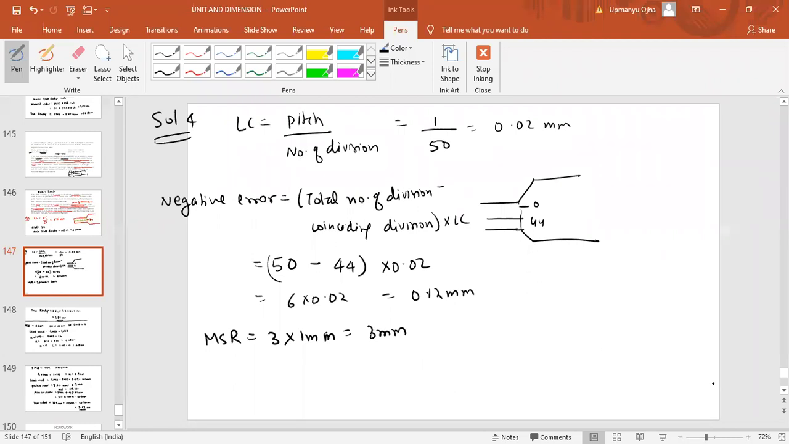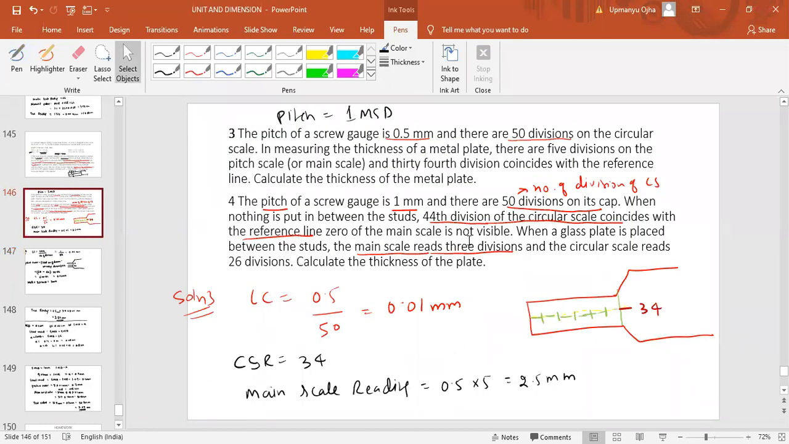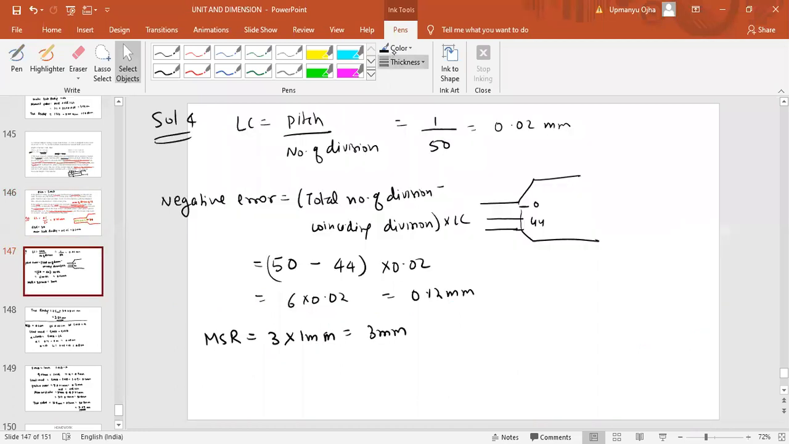So in screw gauge, the main scale reading is what? Number of divisions into pitch will give you the main scale reading. And the circular scale reads 26 divisions. So circular scale is reading how much? 26 divisions. So we can say circular scale reading will be equal to 26 into least count. Least count is how much? 0.02. So what are we getting here? That will come as I think 0.52. Correct now? 0.52.